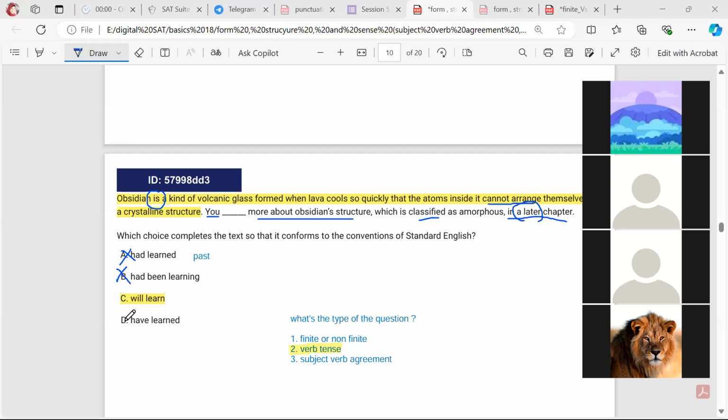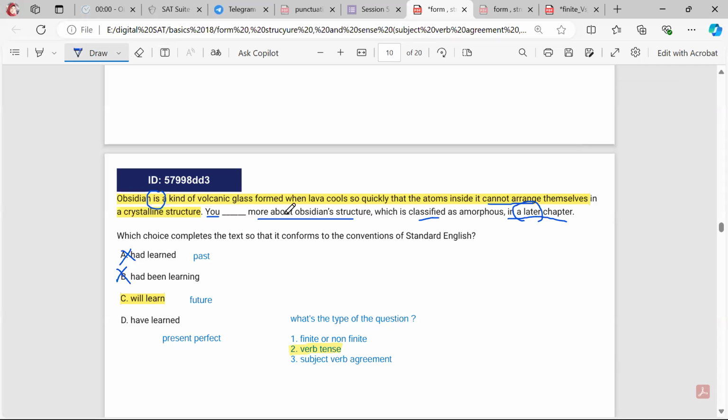We are stuck between C and D. We'll learn, that's future. And have learned, that's present perfect. So it's not present simple, it's present perfect. What does it mean, present perfect? Yani, it started in the past and continued to the present time. Here I don't have anything related to the past. So later we'll go with the future. So that's why we preferred the future, because of the word later.